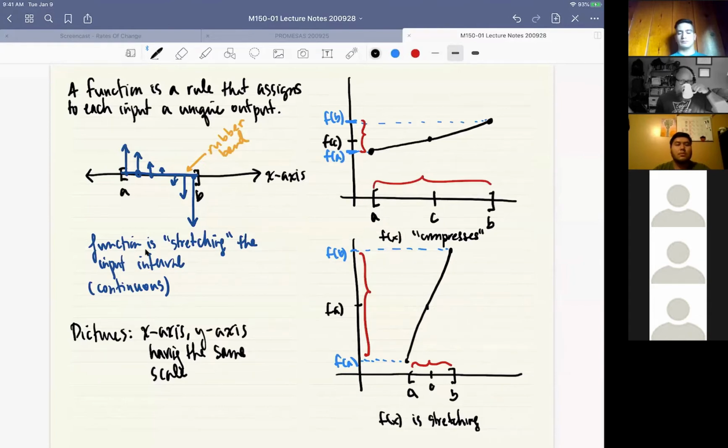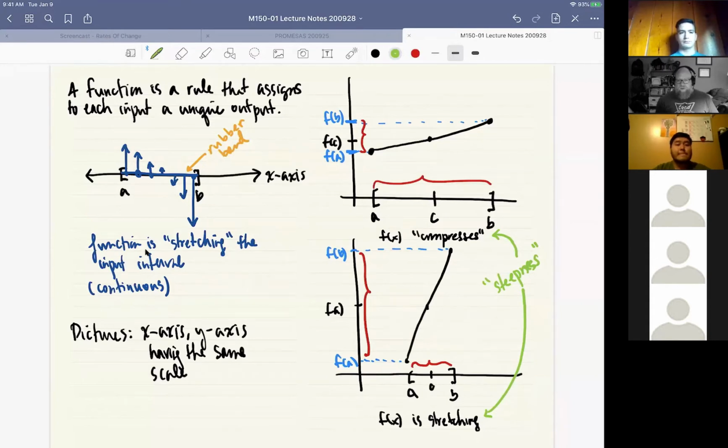Okay. And I guess I'll try, without giving too much stuff away, the idea of stretching and compressing relates to the steepness of the graph. So you can see in the first case where we're compressing an interval, the function is not very steep, right? It's a nice gradual increase. Whereas the function that's stretching an interval, its graph is very steep. Okay? So in fact, the idea of a derivative is going to give us a way to talk about steepness in a very precise sort of way.